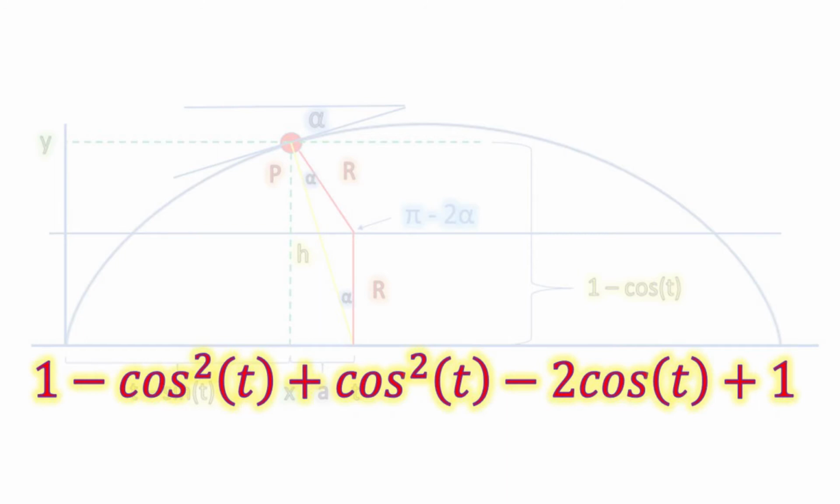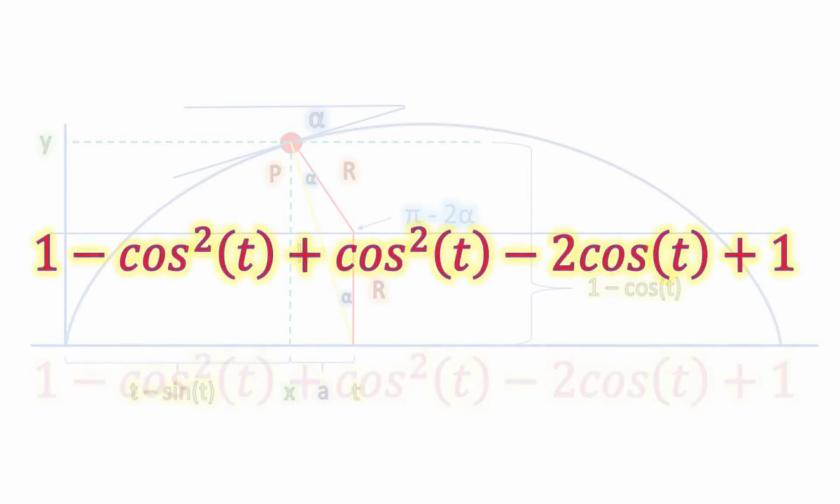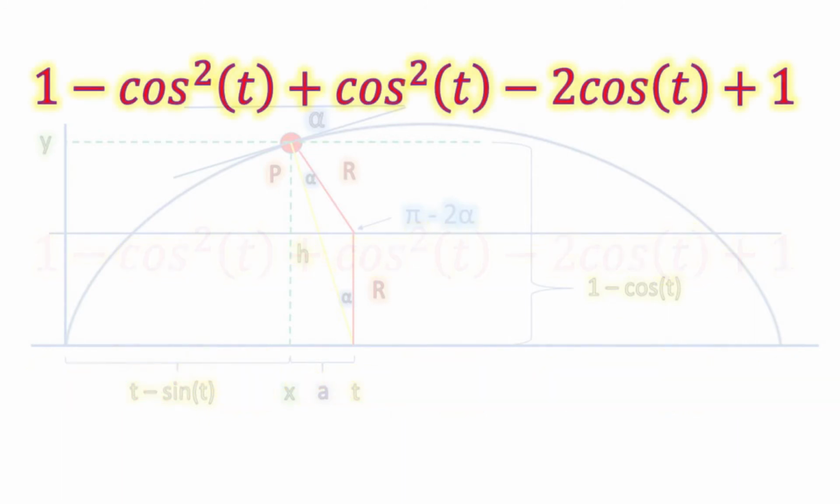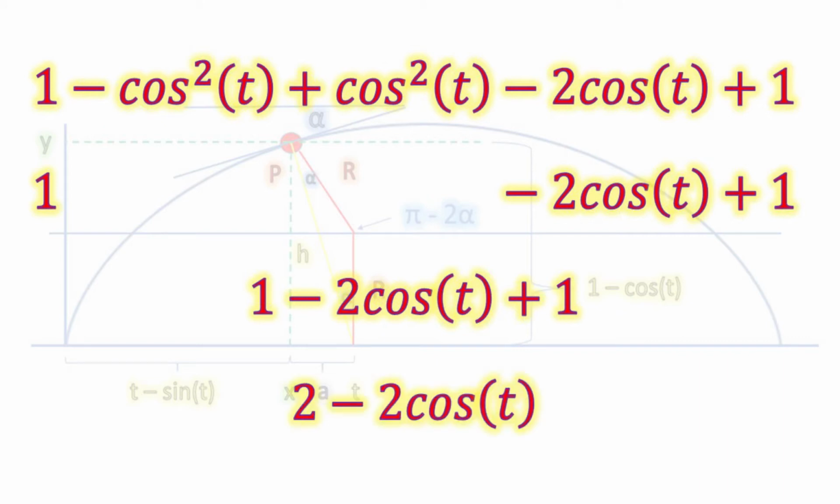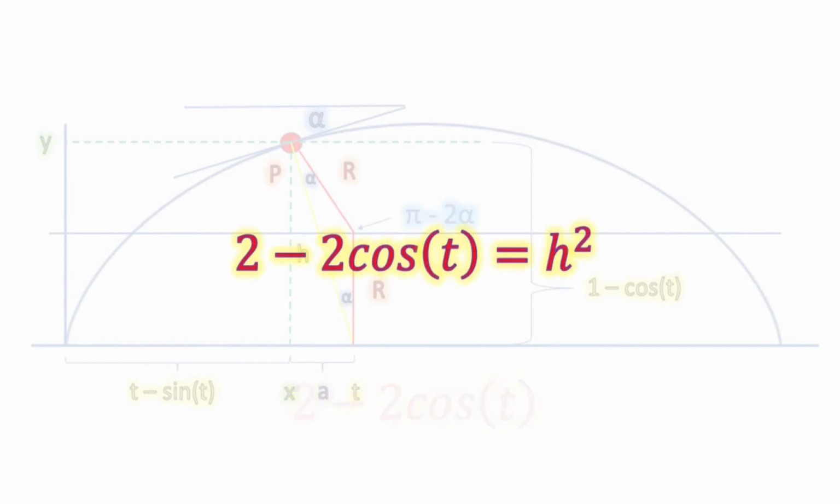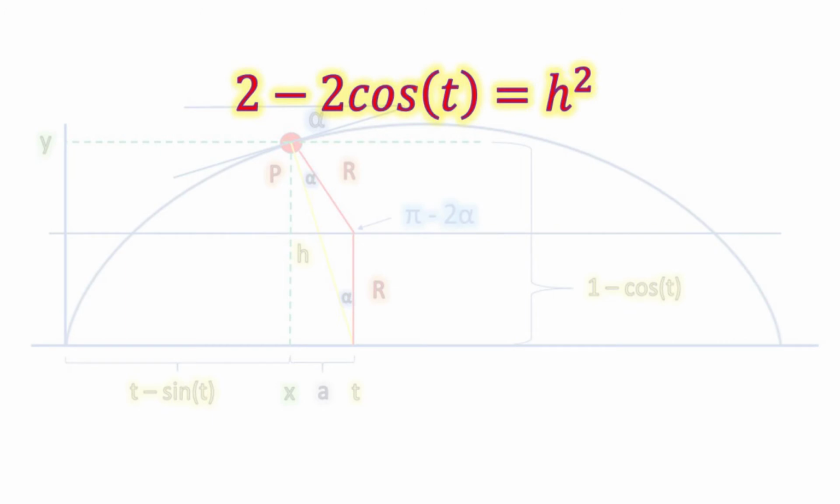Interesting. Wow. Well, we'll bring that formula up and we can go ahead and combine terms. So the negative cosine squared and the positive cosine squared go away, leaving us with 1 minus 2 cosine t plus 1. Now we have our expanded y value complete. That's 2 minus 2 cosine t. We're going to bring that formula back into the h value. Okay, so now we have 2 minus 2 cosine t equaling h squared.